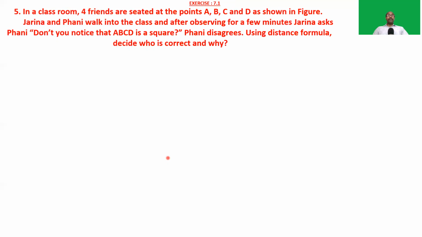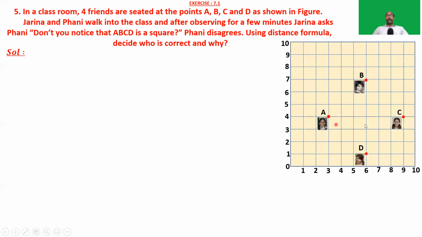In a classroom, 4 friends are seated at the points A, B, C and D as shown in the figure. Zarina and Funny walk into the class, and after observing for a few minutes, Zarina asks Funny, "Don't you notice that ABCD is a square?" Funny disagrees. Using the distance formula, decide who is correct and why. So here is the figure. A, B, C and D are 4 friends who are seated like this.